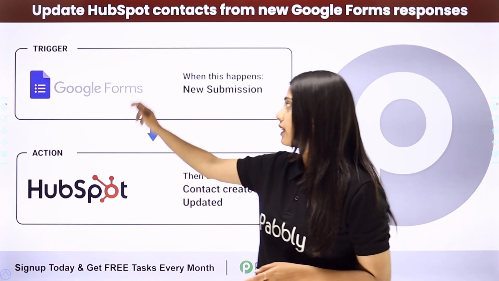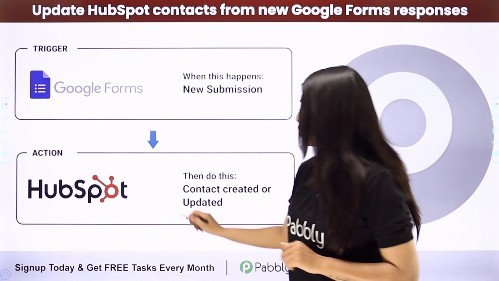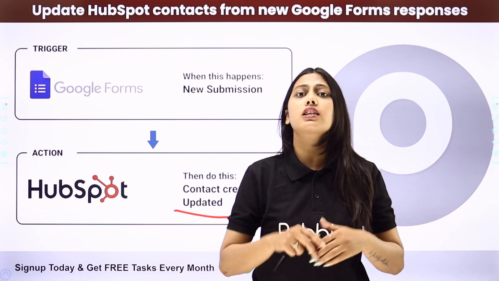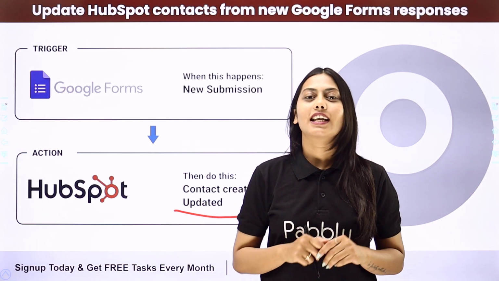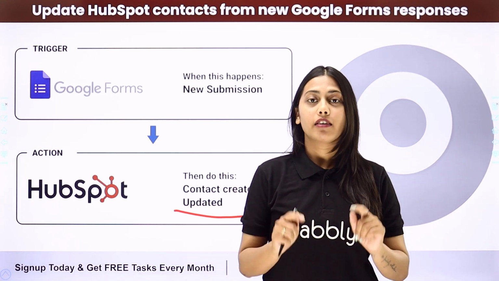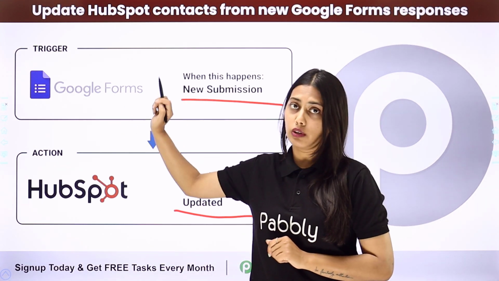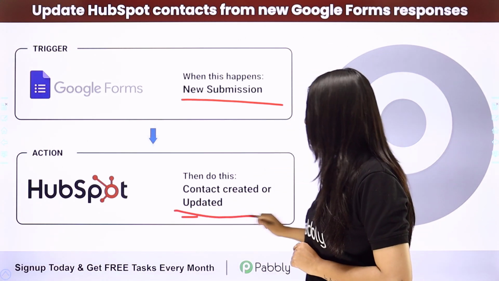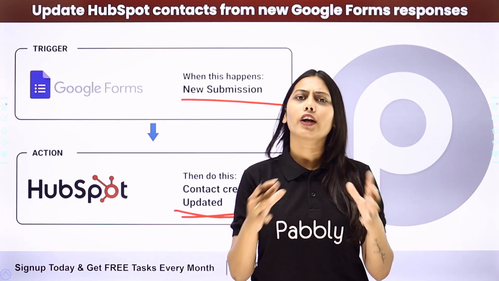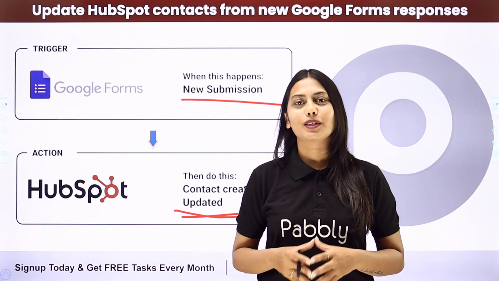But since both these applications do not have a direct connection between them, you might have to do the work of creating or updating an existing contact manually. But let me tell you, we can actually automate this whole process with the help of Pabbly Connect. We will create an integration where our trigger will be the new submission in Google Forms and our action will be new contact created or an existing contact updated in your HubSpot account. Let us learn how to do it.